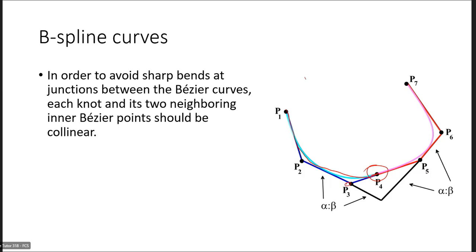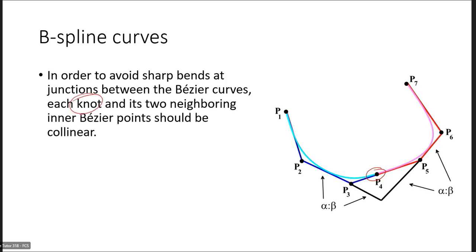If the 3 control points are not collinear, you will have sharp edges, for example one line like this, another line like this. So in order to avoid the sharp bends at the junction between the Bezier curves, the junction meaning the connection or the intersection of the Bezier curves, these junctions are called nodes.